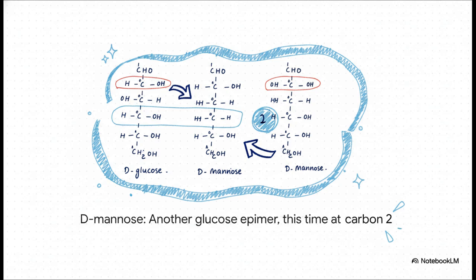And we're not done yet. Here's D-mannose. Now, if you compare this one to glucose, carbon 4 is back in the same position, but look at carbon number 2. That's where the flip happened this time. So, mannose is another epimer of glucose. Isn't that wild? Just one little flip and you've got a whole new molecule.